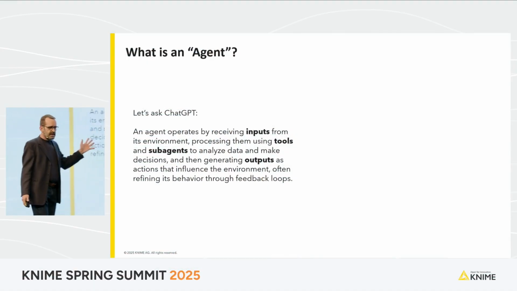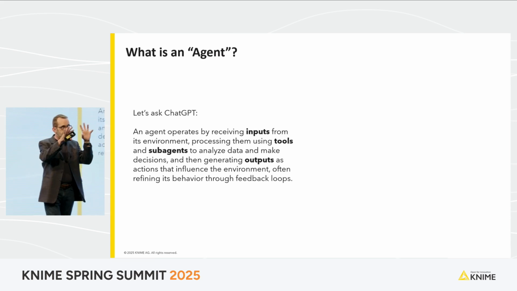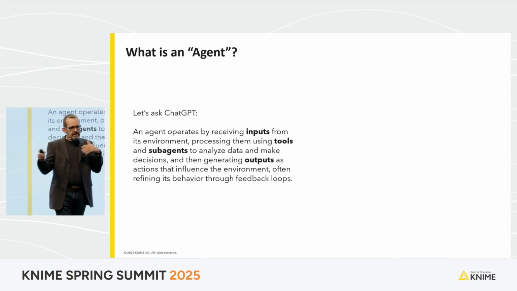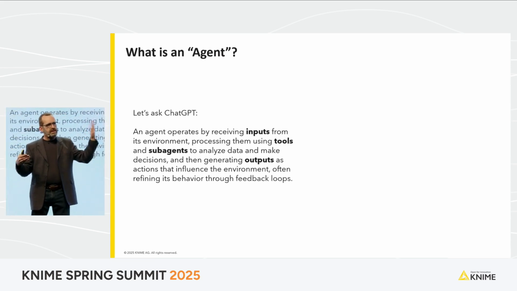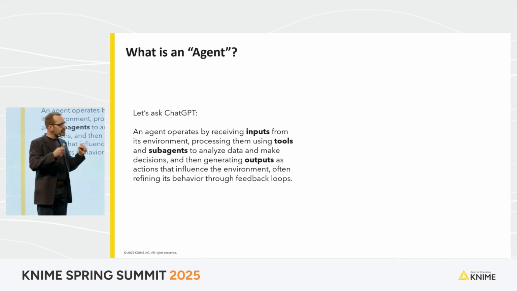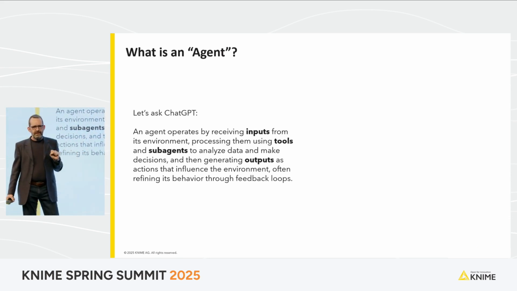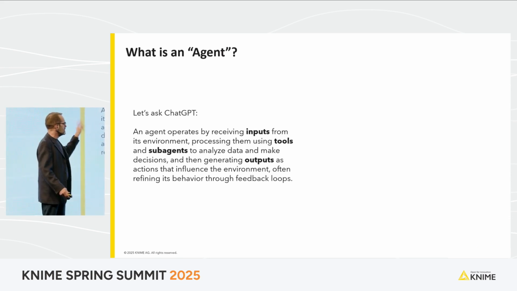What is an agent? Tons of definitions out there. You probably read a dozen of those yourself as well. You can ask ChatGPT. If you ask ChatGPT, you get something like this, and that's kind of the essence of what you typically hear. There's some sort of an agent, this mythical thing. It's somehow interacting with the environment. It's getting inputs. It's producing outputs to interact with the environment, and then it's doing this by using tools and sub-agents.